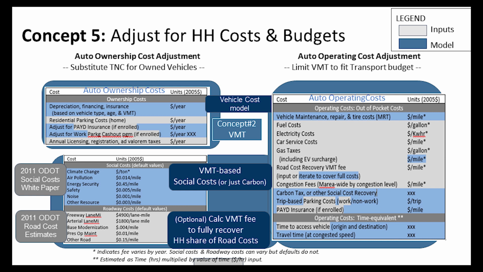Congestion fees you can put on, we talked about that. Only in the metropolitan areas. Then there's the social cost side. So we can put in a carbon tax separately or a social cost, and you're really saying how much social cost recovery you want to do. Do you want to do carbon tax and do you want to fully recover it or just partially? Do you want to do more than carbon?